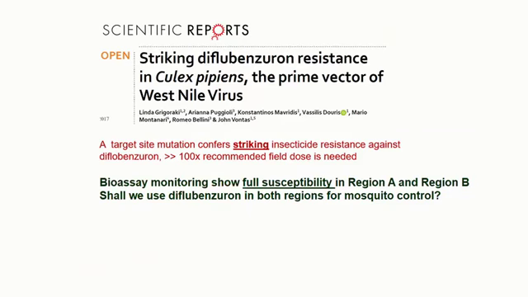As I mentioned previously, a single mutation in the chitin synthase gene gives a striking resistance phenotype to diflubenzuron in Culex pipiens mosquitoes, and this phenotype requires 100 times the recommended dose. These mosquitoes require 100 times the recommended dose to be killed. So we did a wide monitoring via bioassays in Culex pipiens populations, and these bioassays show full susceptibility in two different regions. So the question is, can we go only with bioassays in this case?